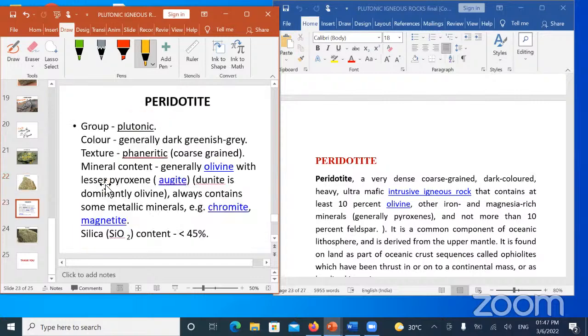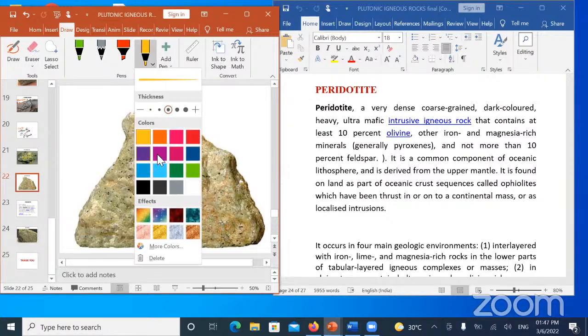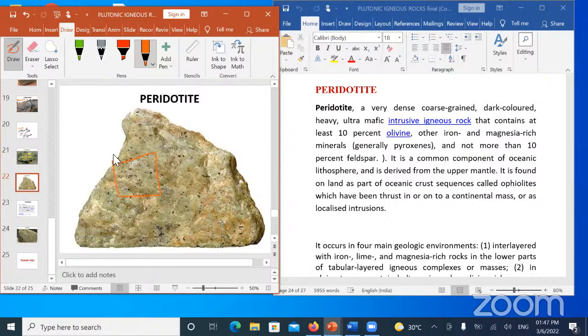Peridotite. So peridotite is very dense, coarse grain, right? You see here the dense, coarse grain texture. It is also medium dark in color, right? It is an ultramafic intrusive igneous rock. It contains at least 10% olivine, olivine, and other iron and magnesium rich minerals not more than 10%, right?